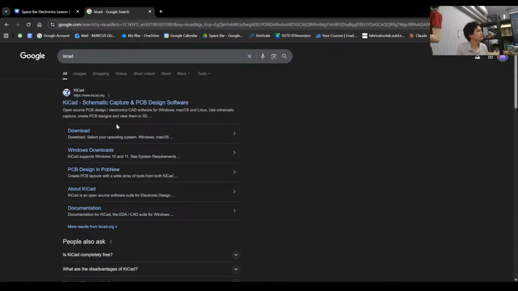Okay, so here's KiCad. KiCad is the schematic design software that we are using. So Google KiCad and then go to download. It's really not that hard.